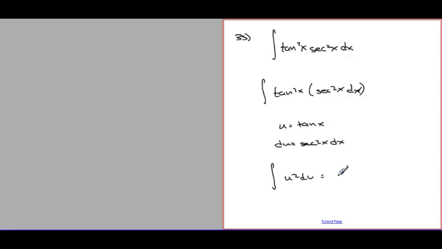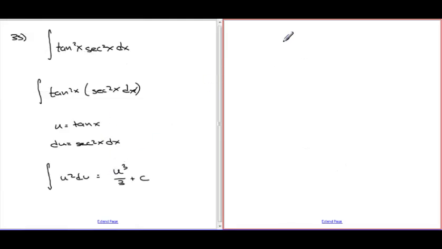And when you integrate u squared du, you get u cubed over 3 plus my arbitrary constant. Then you make the substitution back in. So the u cubed becomes tangent cubed of x divided by 3 plus c. So that is the answer. That's about as easy as it gets with these things.